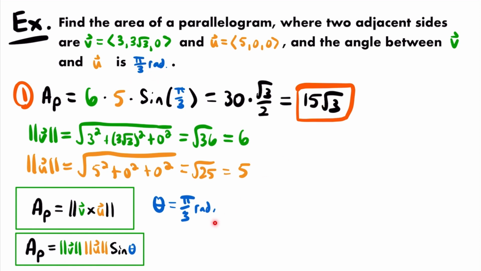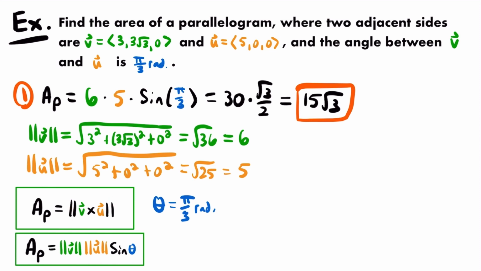We found the area using this formula right here, but we could also find the area using this formula right here. We could simply just take the cross product of vector v and vector u, and then take the magnitude of that cross product. All right, because the cross product of two vectors is going to give you another vector, so then we want to find the magnitude of that vector, and that will be the area.